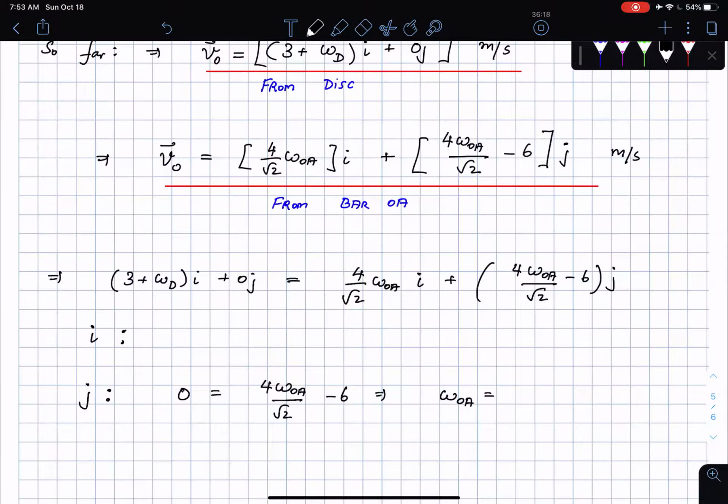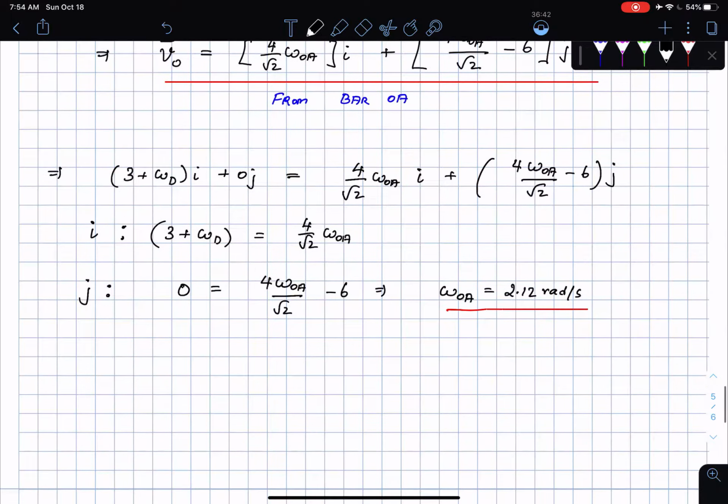Okay, 6 by 4 times root 2. So this gives me omega OA as 2.12 radians per second. I obtained a positive value which tells me that the direction I guessed was correct. Then I go to the I direction, I get 3 plus omega of the disk is equal to 4 by root 2 omega OA, which implies that omega of the disk is 4 by root 2 omega OA minus 3.